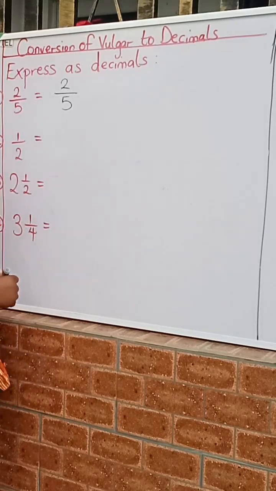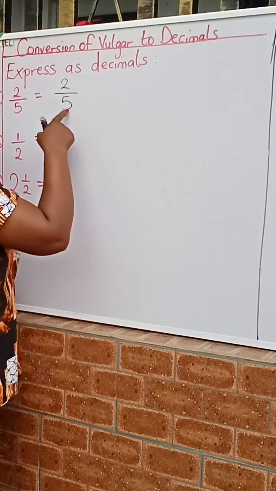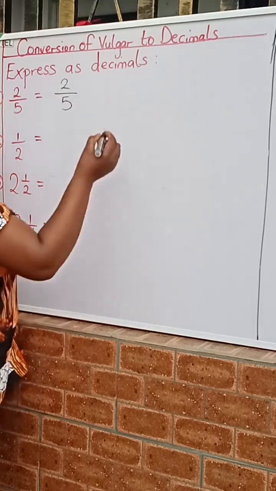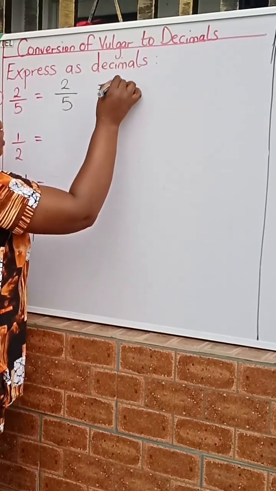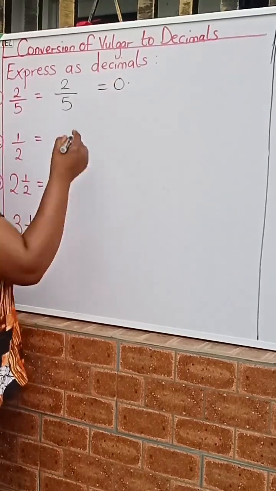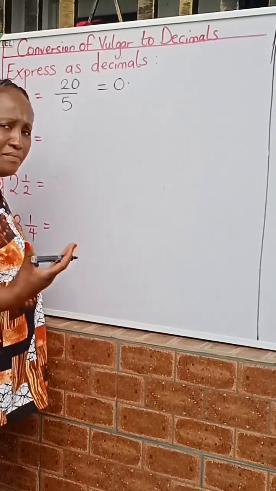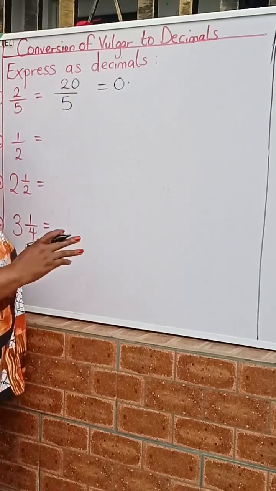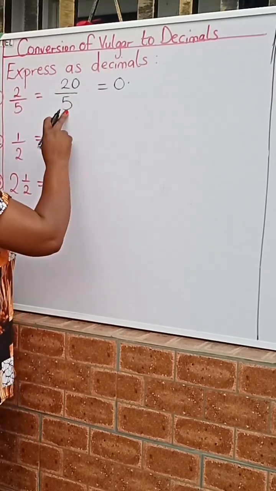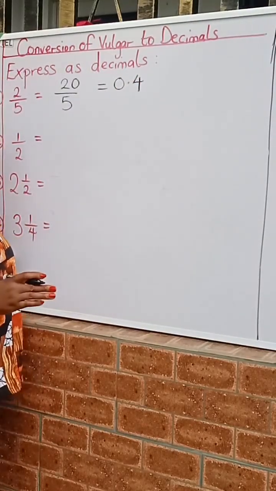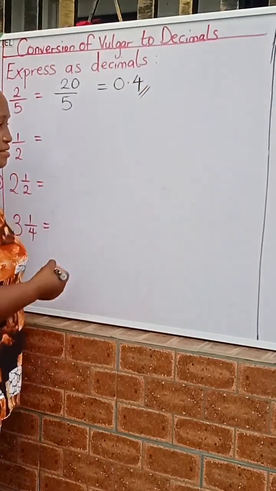Now, looking at 2 over 5. 2 divide 5, 5 divide 2 cannot work. So therefore, you put your 0 point so that you are at liberty to add 0 here. This 0 point is giving you the liberty to add 0 to this 2 to make it 20. So 5 divide 20 will now give you 4, and nothing is remaining. So this is your answer.